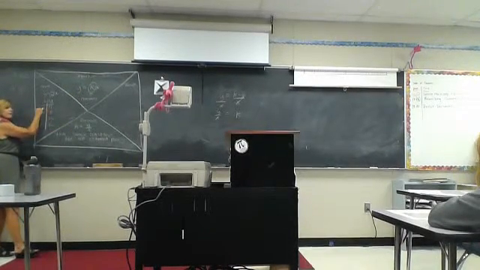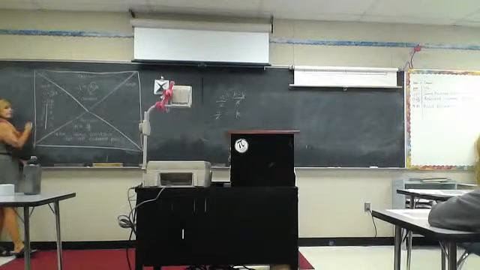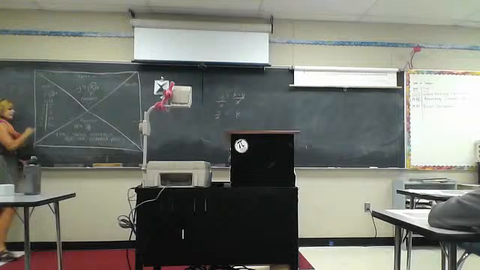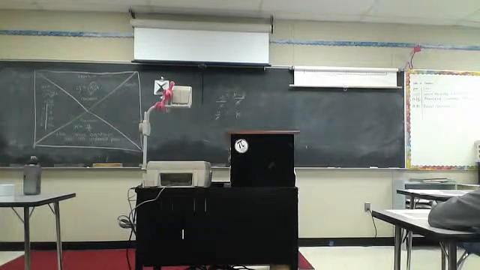Watch, 4 divided by 2, that's 2. 8 divided by 4 is 2. 12 divided by 6 is 2. 16 divided by 8 is 2. So they've all got that same multiplier. That happens in direct variation. We got one more to look at.